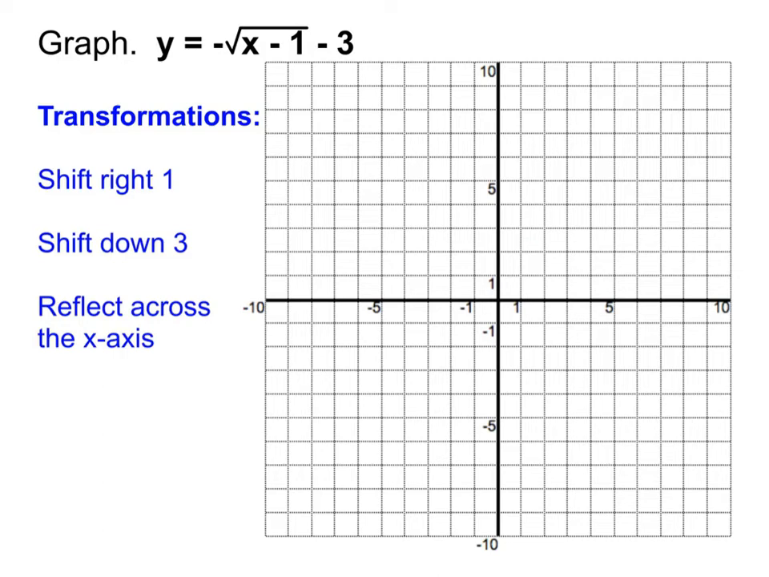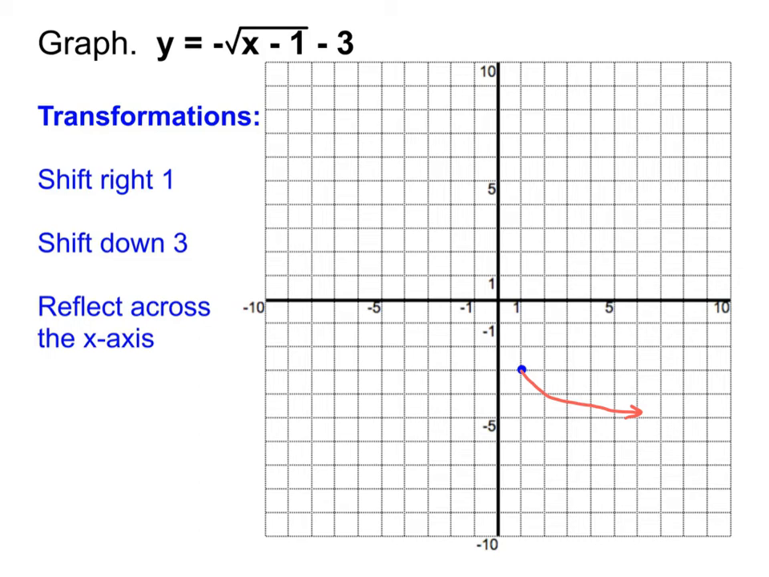Now, I'm going to go ahead and make a graph for that. So since it shifted right 1 and down 3, the first thing I'm going to do is put a point right 1 and down 3. Then, this is a square root graph, which normally would look like this. However, because it is negative, instead of going up and to the right, it's going to be going down and to the right. Notice, it did not change the left-right part.